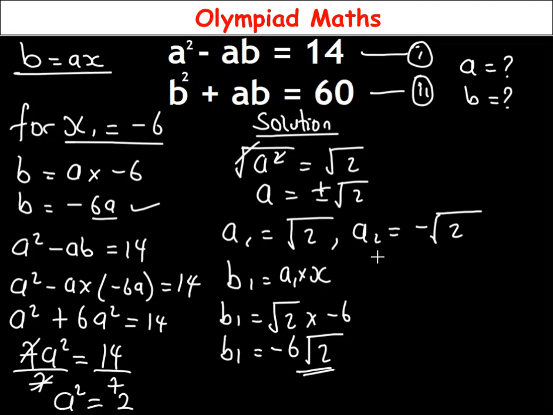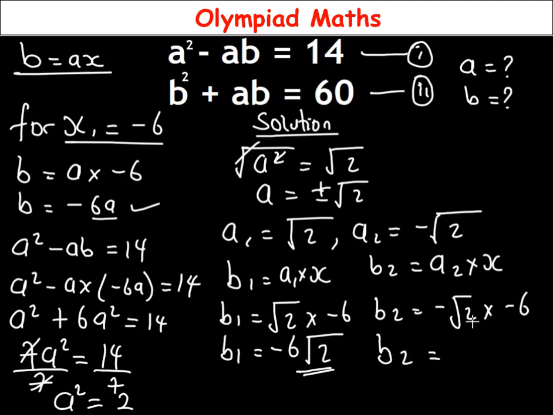Okay, also the value of b2 is equal to a2 times the value of x. So b2 is then equal to a2, which is minus root 2, times the value of x, which is minus 6, so minus 6. So b2 is then equal to minus root 2 times minus 6, which is equal to 6 root 2. So with this, we've gotten the values of a1, b1, a2, and b2 for x1 equal to minus 6.